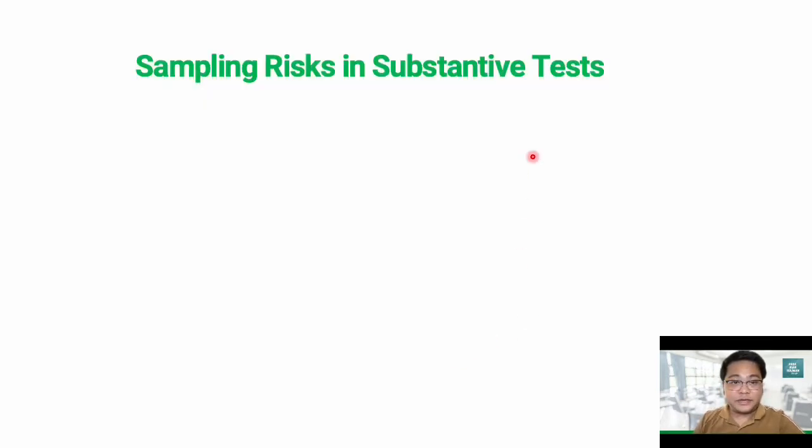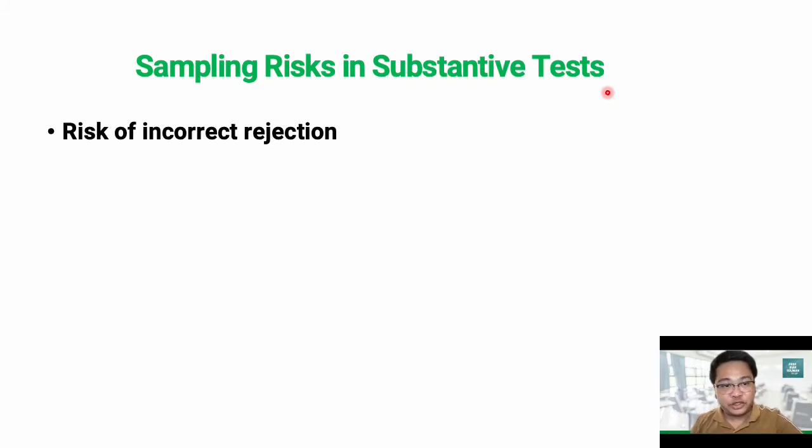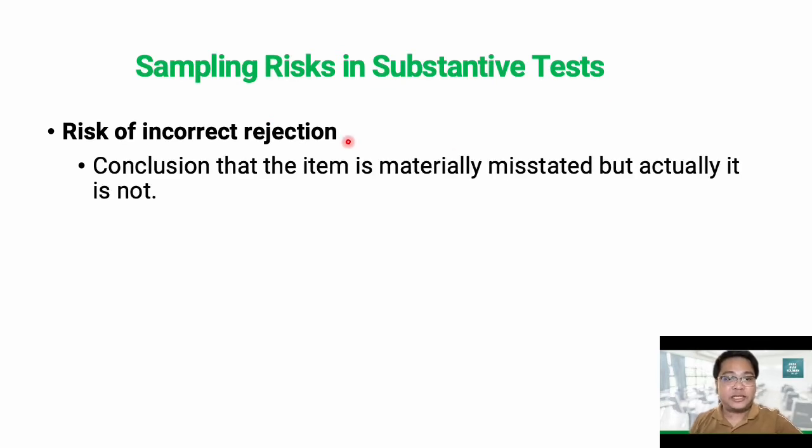Let us discuss first the sampling risk in substantive test. Remember, in test of control, we have assessing control risk too high and assessing control risk too low, the more important of which is assessing control risk too low. Here in substantive test, we have risk of incorrect rejection. Risk of incorrect rejection is the conclusion that the item is materially misstated. We think it's misstated or incorrect, but actually it is not. So our tendency is to test more items. This is similar to assessing control risk too high.